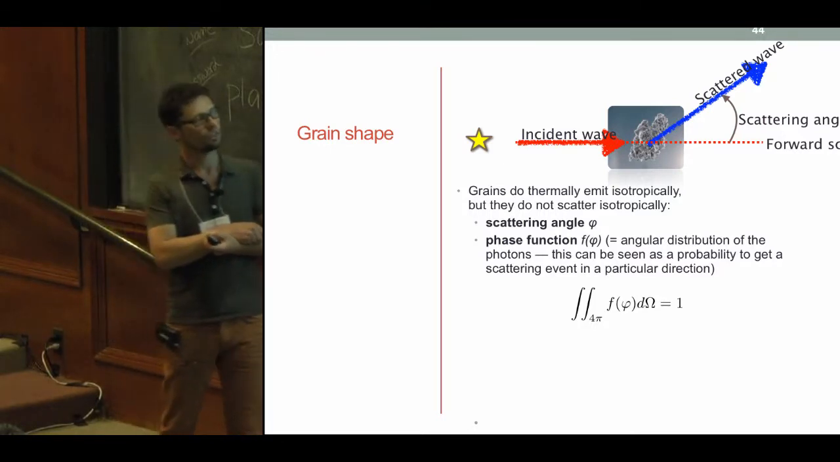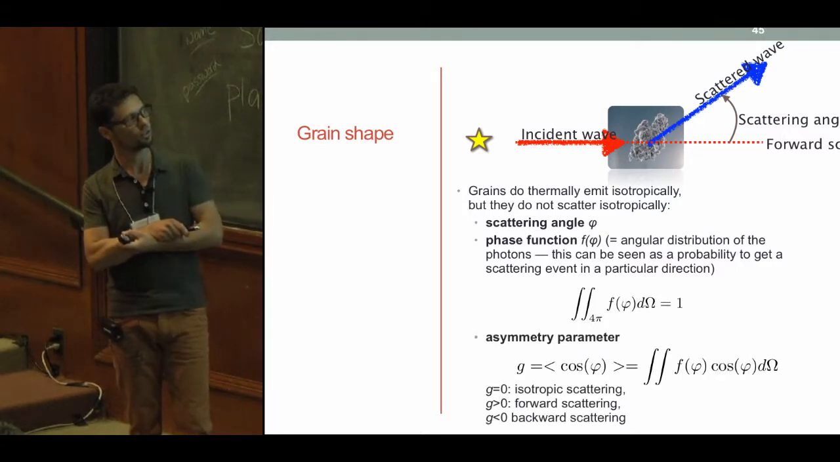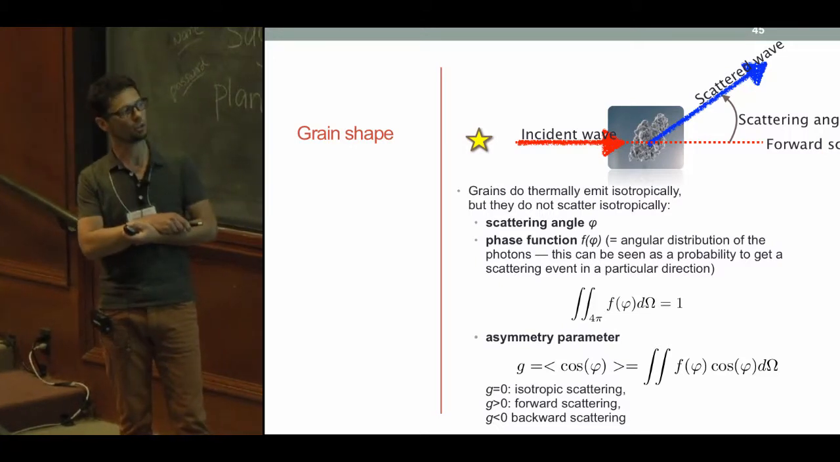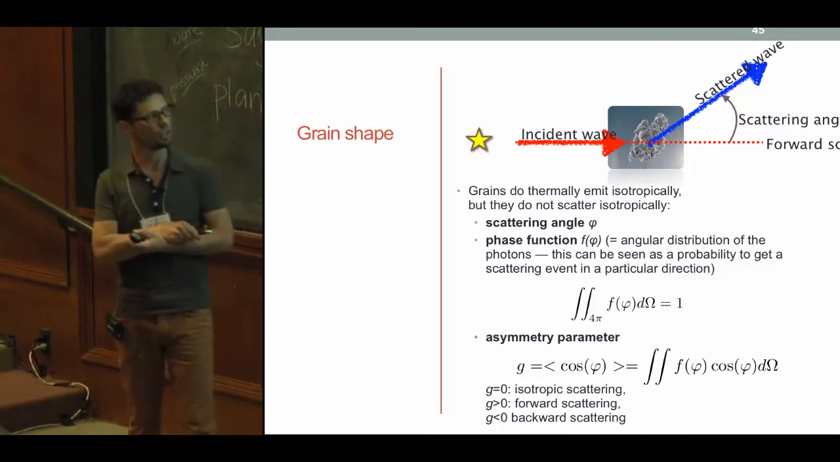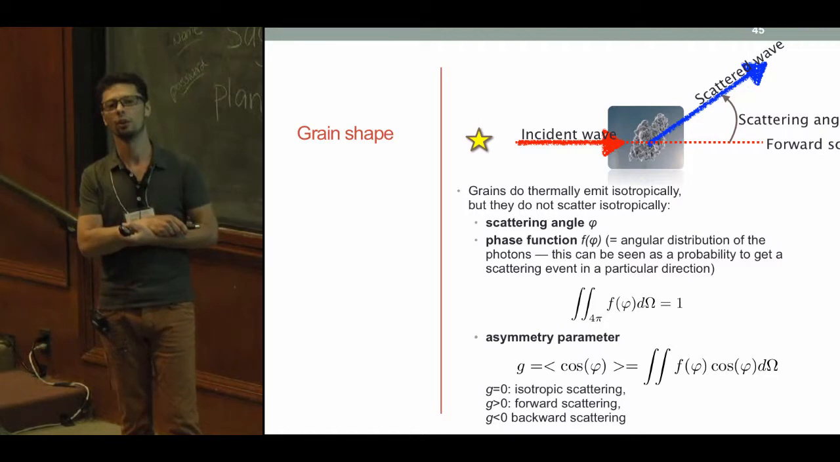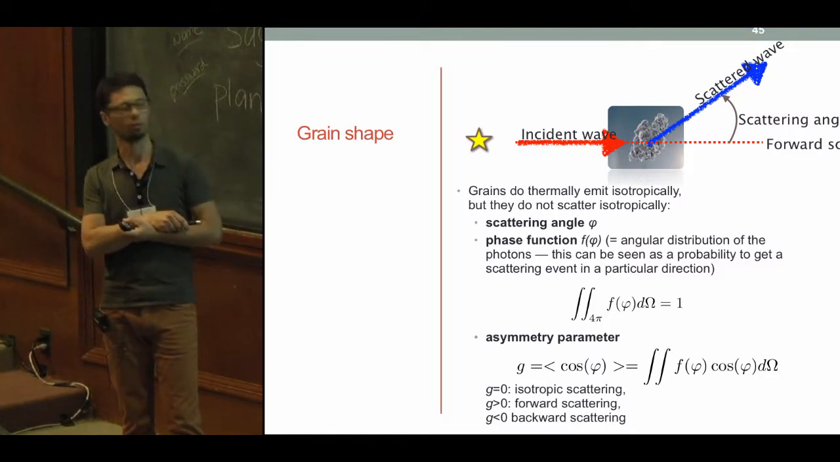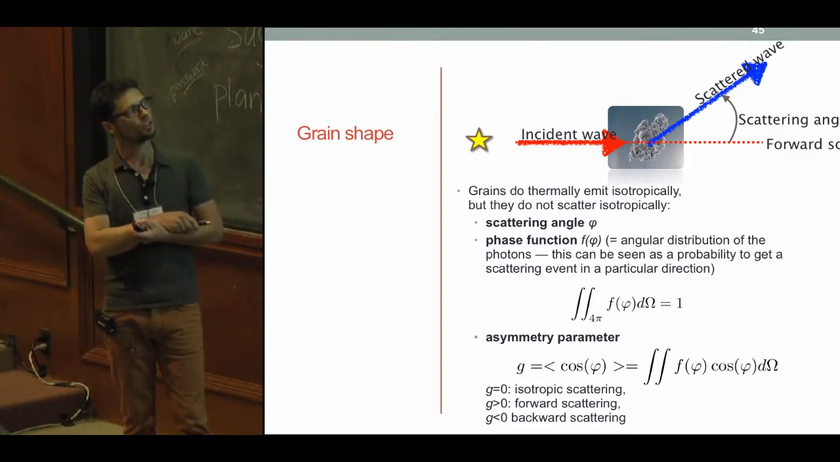And we then define a symmetry parameter that you saw before in David's talk, which is the g parameter, which is the mean value of the cosine of the scattering angle, again averaged over the 4 pi solid angle. So when g equals 0, that means there is isotropic scattering. When g is positive, there is forward scattering, and when negative, it is backward scattering. So how to use that?